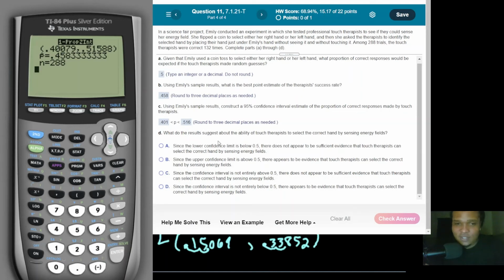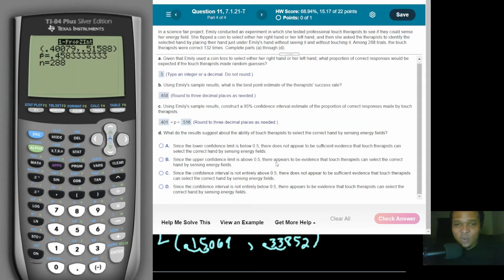All right, what does this suggest? Since the confidence interval is not entirely above 0.5, and you have that 0.401, that could be it. It is not entirely below 0.5 either. Since the lower limit is below 0.5, that's true. Since the upper limit is above 0.5, that's true too. All these are true for the first parts of the question.